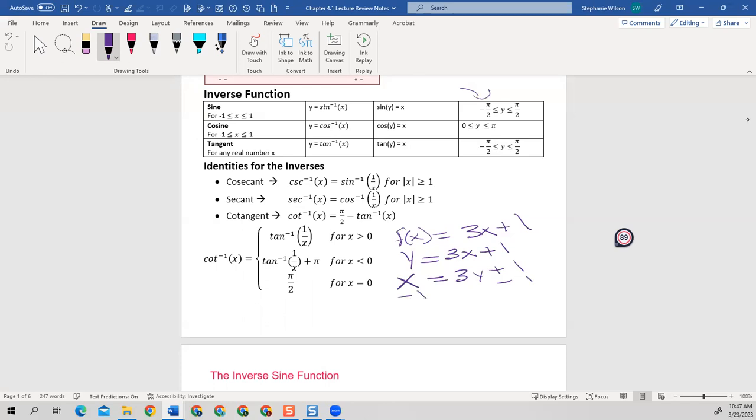So I'm going to subtract the 1 from both sides. Now I get x minus 1 is equal to 3y. Divide by 3 because we need the coefficient on y to be just 1. And now I have y, the inverse, equal to x minus 1 divided by 3. So the process here is about the same. If we have sine of y is equal to x and we want to find its inverse, then we're going to switch them, right? So now I get y equals sine inverse of x.